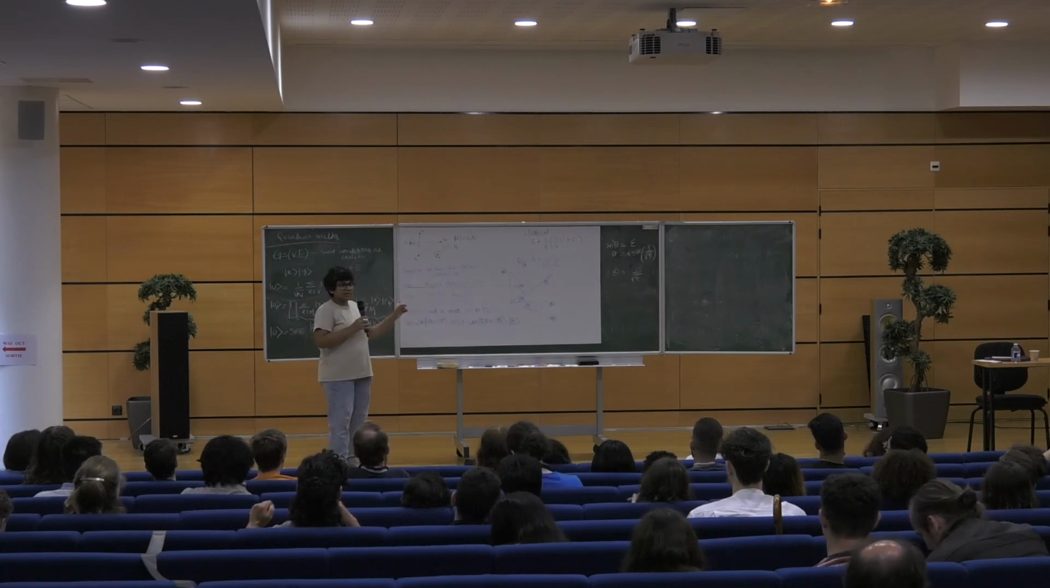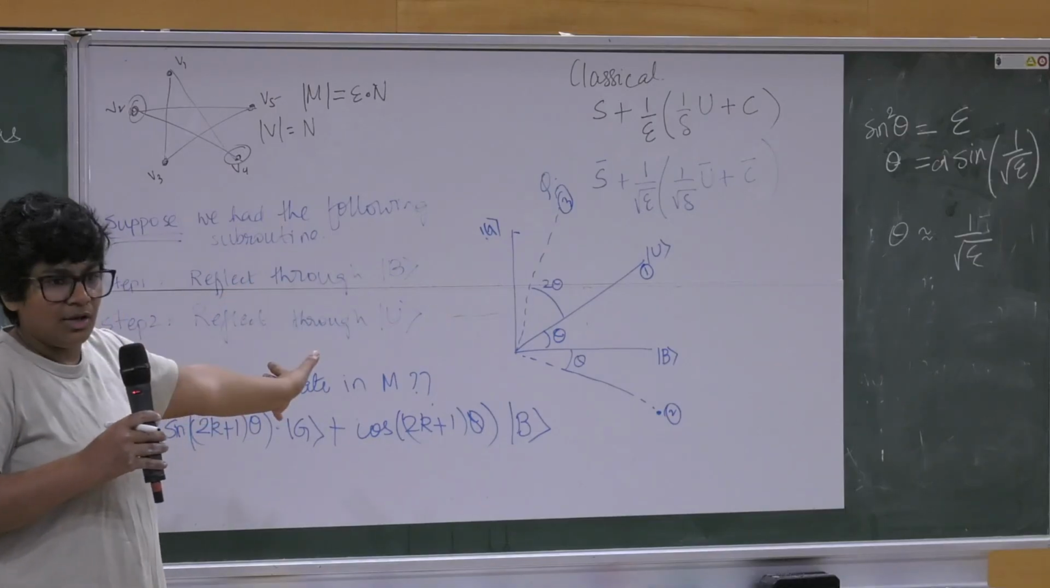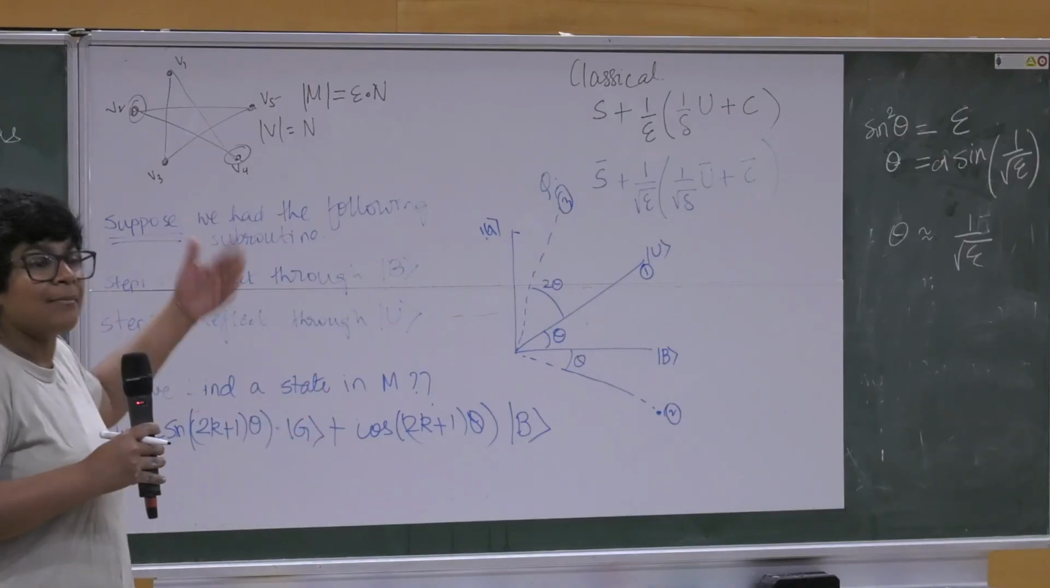But people who are familiar with Grover's algorithm would already see that it is actually a Grover kind of amplification that we are doing. We are amplifying the probability.